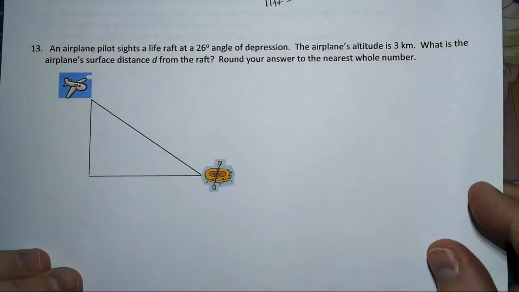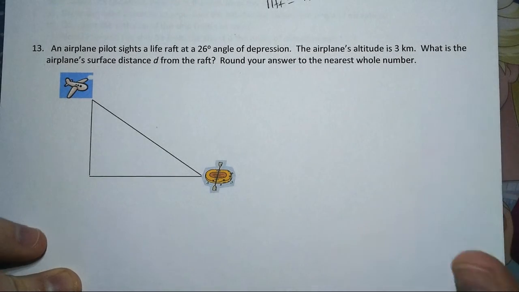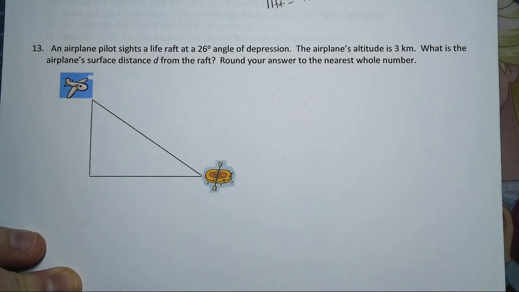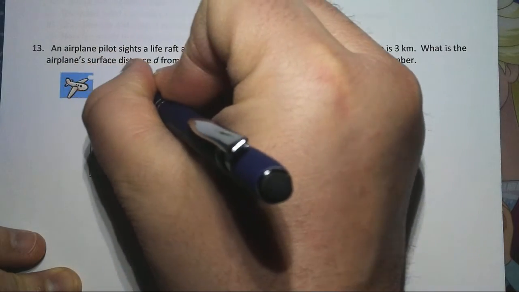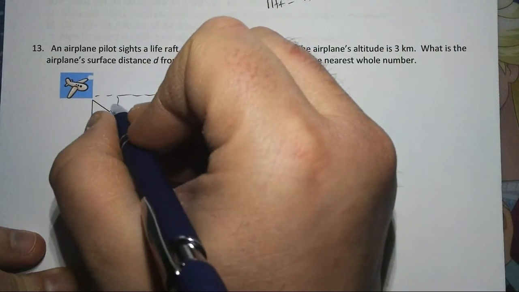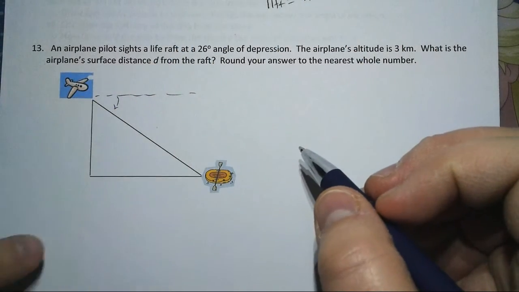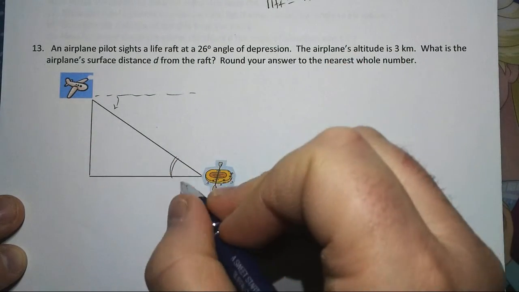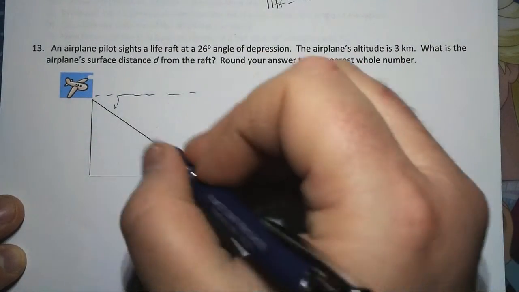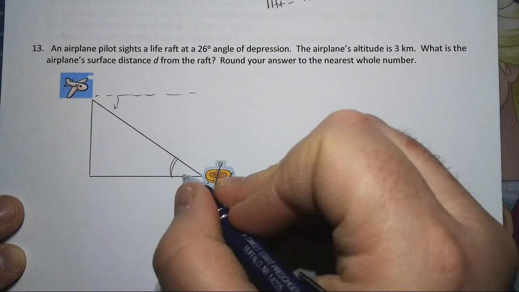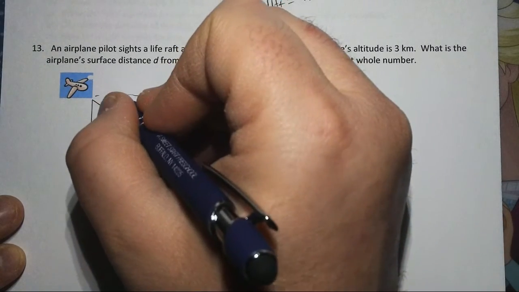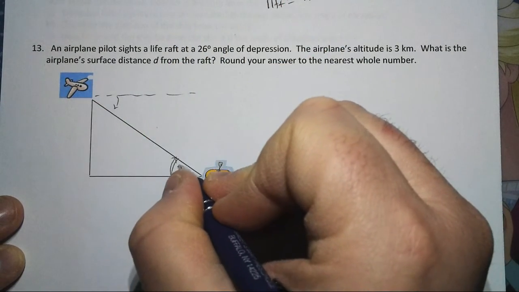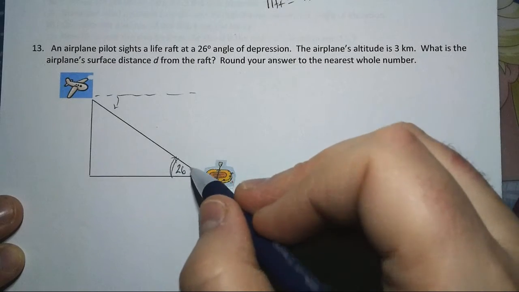Number 13. Here we go. An airplane pilot spots a lift at an angle of depression of 26 degrees. Please remember, depression is always from the sight at the top down. The problem with this is it's not in our triangle. What we want to remember is we always want to put the angle of elevation or depression in the bottom corner of our triangle. These are alternate interior angles. So if elevation is from the ground up, depression from the top down, we can always put it down here because they're alternate interior. So we're always going in the bottom corner.